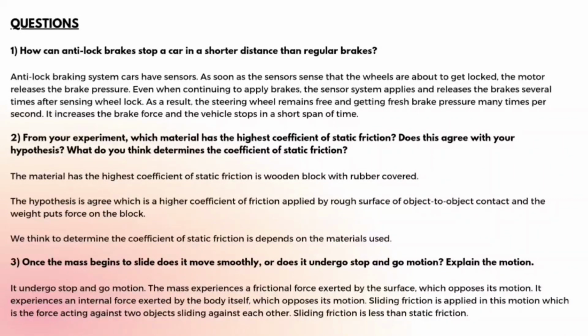Last answer is, once the mass begins to slide, it undergoes stop and go motion. The mass experiences a frictional force exerted by the surface, which opposes its motion. It experiences an internal force exerted by the body itself, which opposes its motion. Sliding friction is applied in this motion, which is the force acting against two objects sliding against each other. Sliding friction is less than static friction.